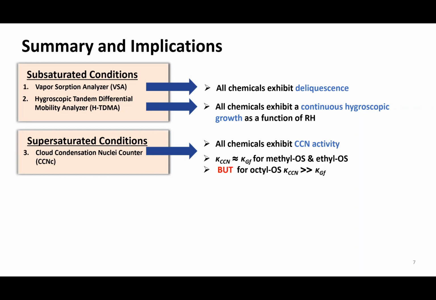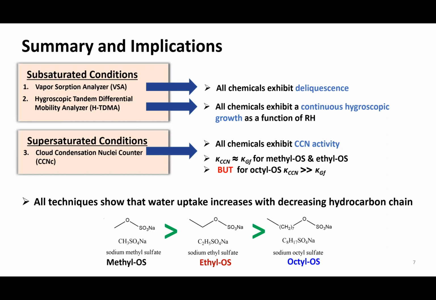And when comparing the kappa CCN and kappa obtained from growth factor for each chemical, we see that for methyl OS and ethyl OS, both kappas agree within uncertainty, while for octyl OS, we observe kappa CCN to be much greater than kappa GF. Lastly, all techniques show that water uptake increases with decreasing hydrocarbon chain.